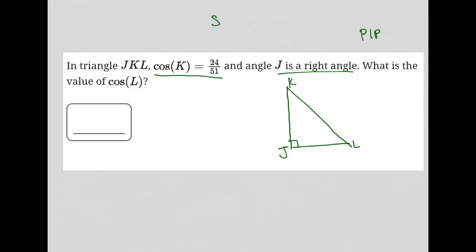Anytime I see cosine or sine or tangent, I'm thinking of this acronym SOHCAHTOA, which hopefully looks familiar to you. The cosine is here. The A and the H represents the adjacent side of the angle divided by the hypotenuse. That's the ratio. That's where these numbers come from. So I use that to fill in my right triangle. So I know in respect to K, the adjacent side is 24, and that would be here. And the hypotenuse is 51.